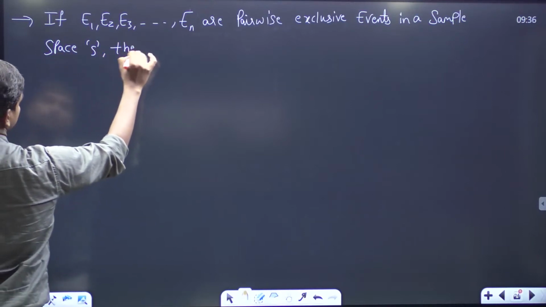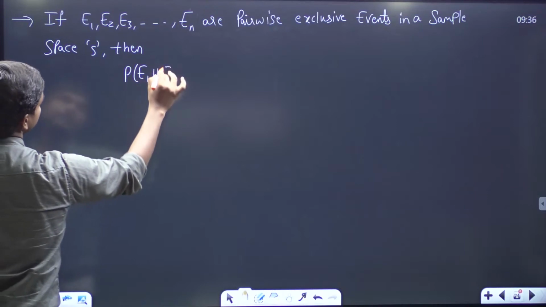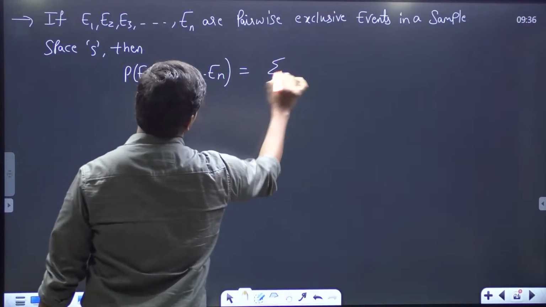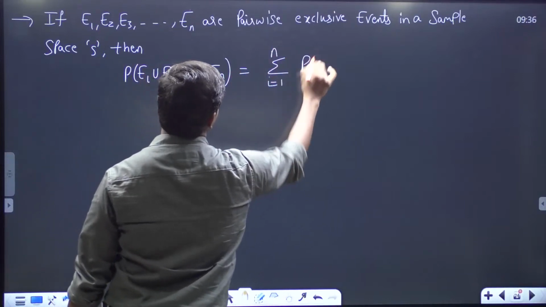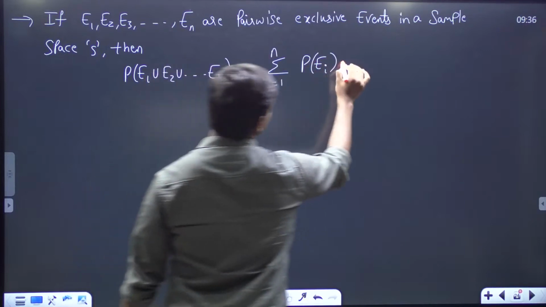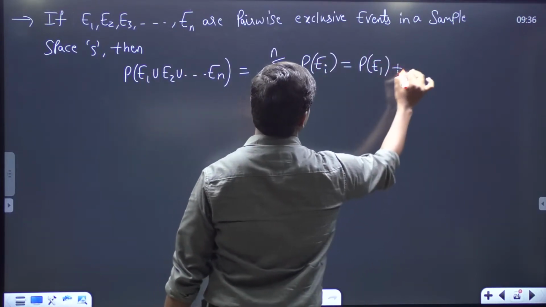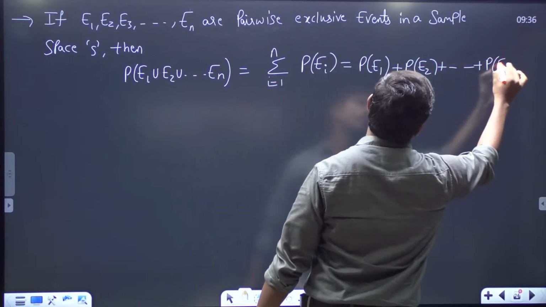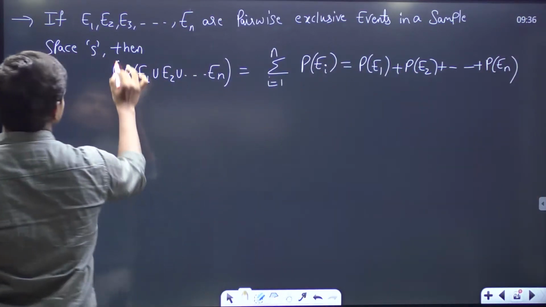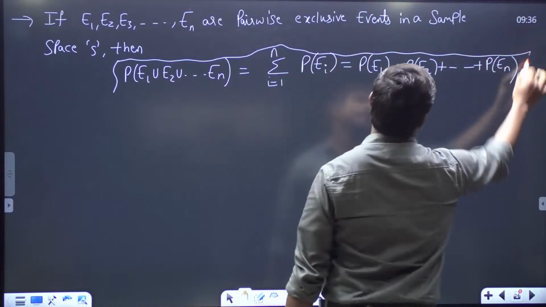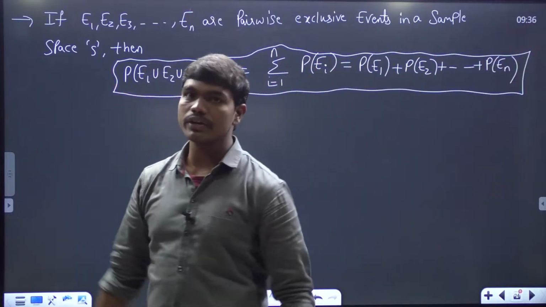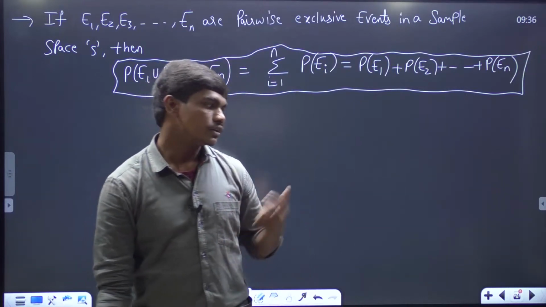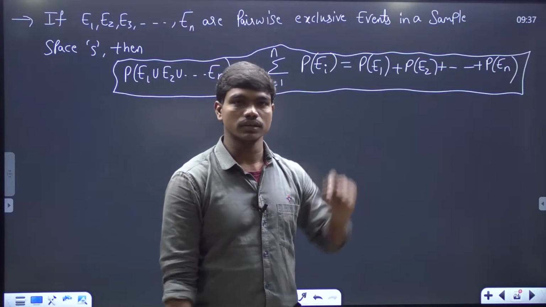then P of E1 union E2 union and so on En is equal to sigma i equal to 1 to n of P of Ei. Correct? Which is the same as P of E1 plus P of E2 and so on plus P of En. So this is the standardized result for any n events which are pairwise exclusive. Okay, so in GATE examinations, they will give you 2 events or 3 events, and they'll define that they are collectively or pairwise mutually exclusive. So then P of A union B is the same as this.